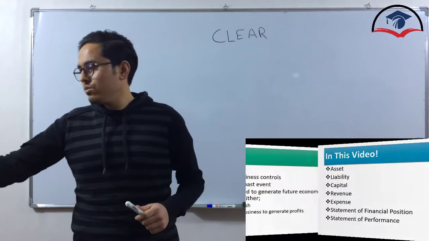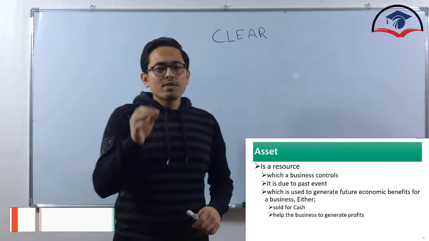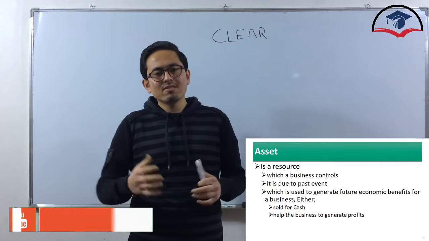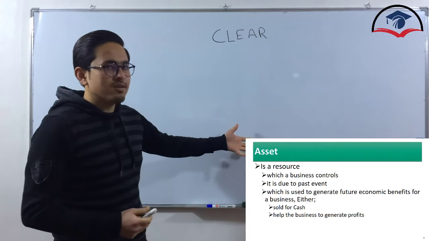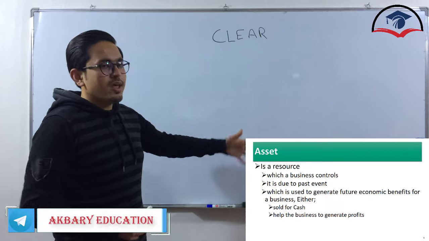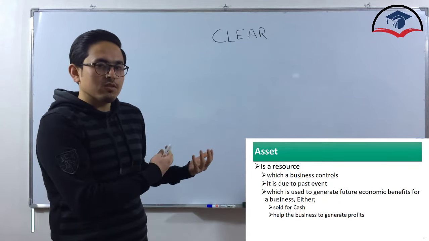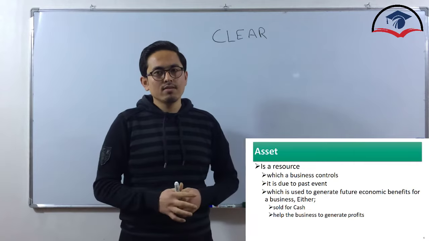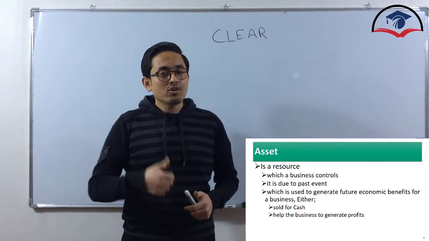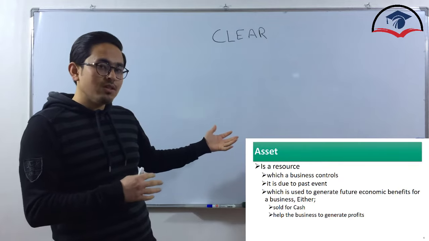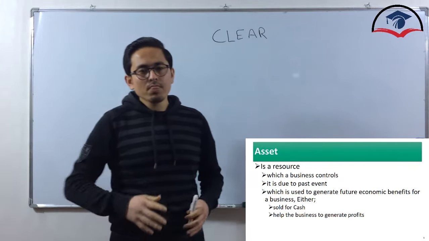Let's go directly to the word. The first element is asset. An asset is a resource which a business controls. I have bought this board, and now I'm able to use it or sell it. This is what I'm controlling, I have full control over it. It is due to a past action. What was my past action? Purchasing this board, whether on credit or on cash.